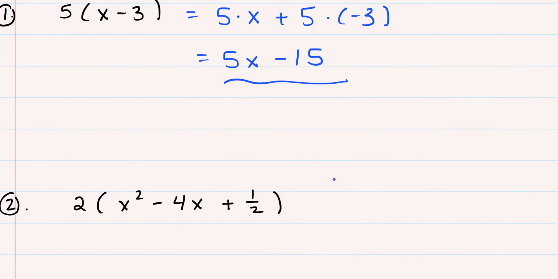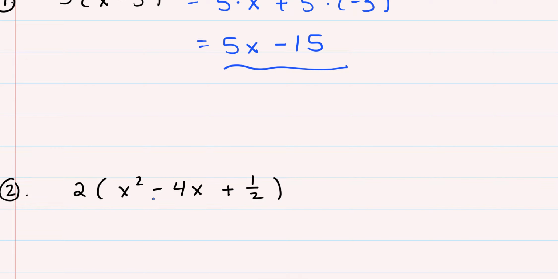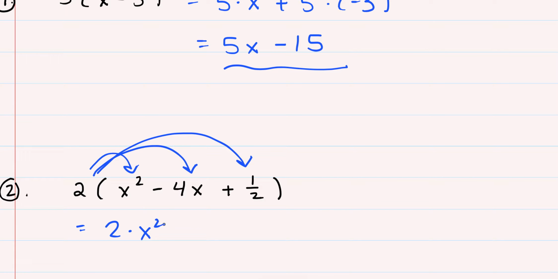Let's try another one. Here I have 2 times x squared minus 4x plus a half. Send this 2 into all of the terms. So this is 2 times x squared plus 2 times a negative 4x plus 2 times a half.